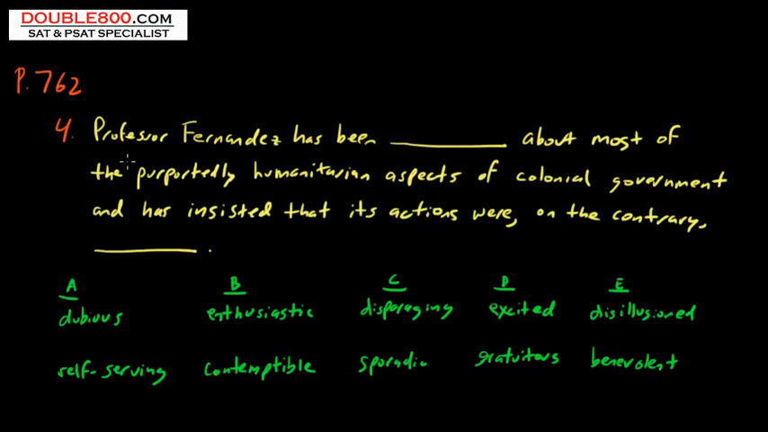In this lesson, we'll review a sentence completion problem. It's part of the critical reading section. We're on page 762, question 4 out of 5. This is a moderate to difficult problem.